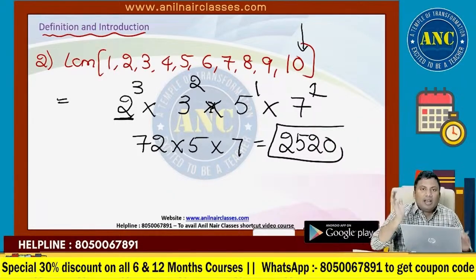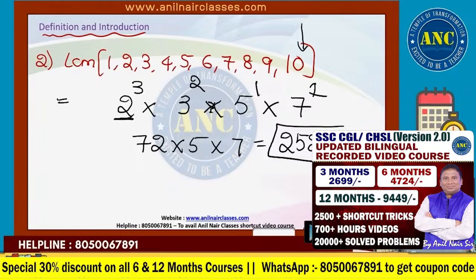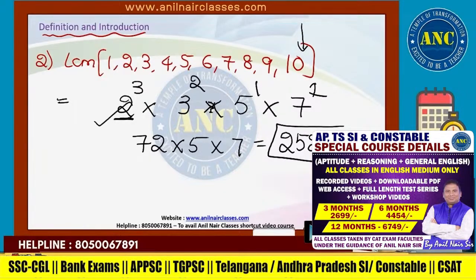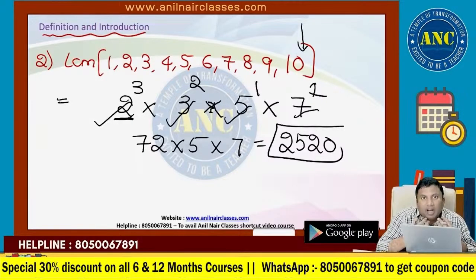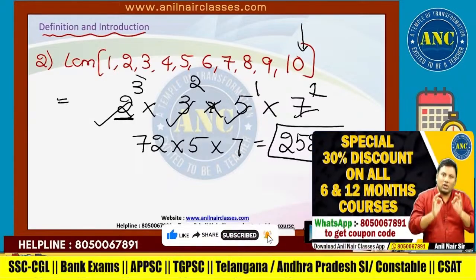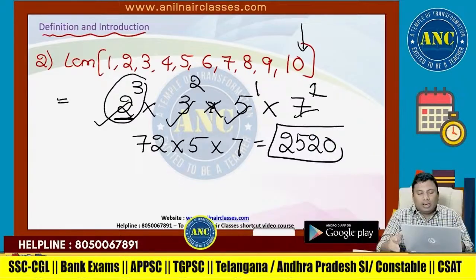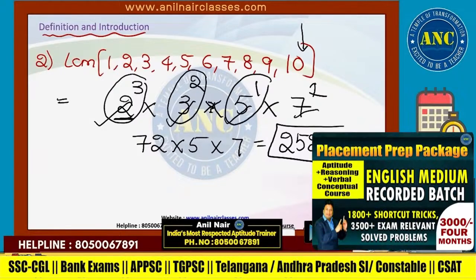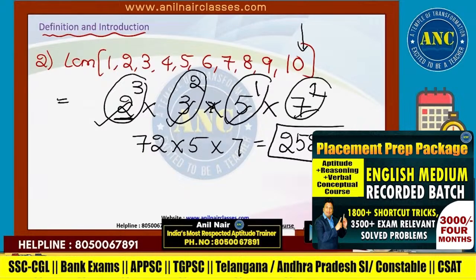Again I am repeating. From 1 to 10, which are all the prime numbers? 2, 3, 5 and 7. First write all the prime numbers. Then tell what is the power of 2 that can go up to 10. 2 cube is 8, 2 power 4 is 16, so it is 2 cube. The power of 3 that can go up to 10 is 3 square. The power of 5 is 5 power 1, which is 5. 7 power 1 is 7.